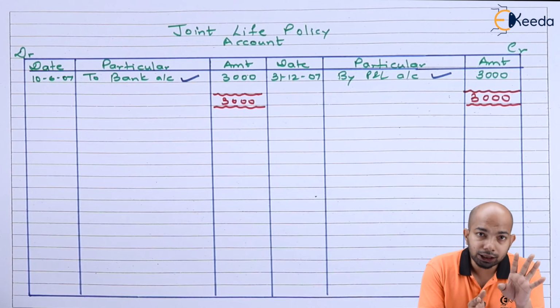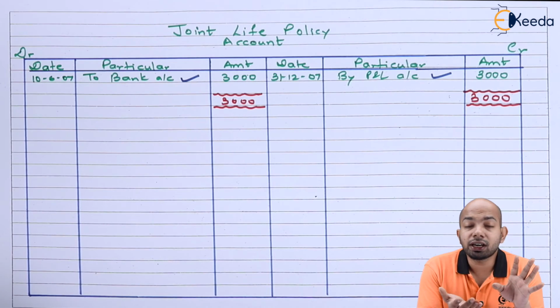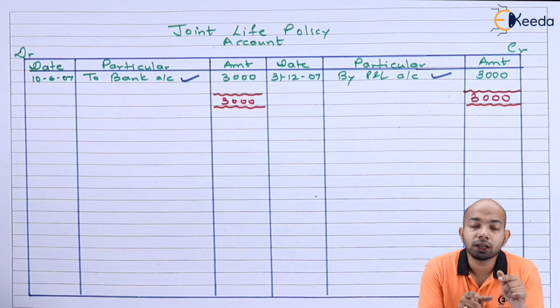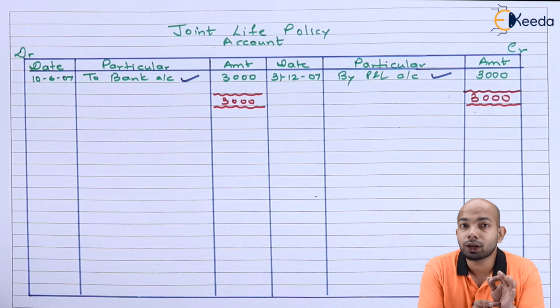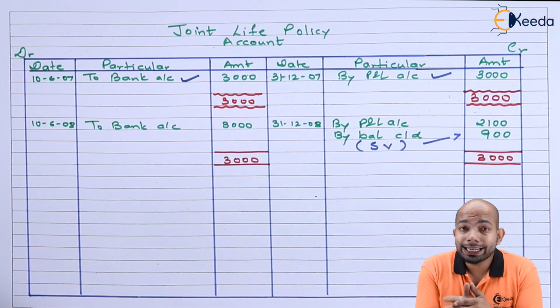That means if 3000 is the annual premium and the surrender value for that year is 900, that means the difference between them is 2100. That is the premium that we will be paying up. So that's the reason surrender value is taken into consideration. So if you can see, we have mentioned the same thing here.